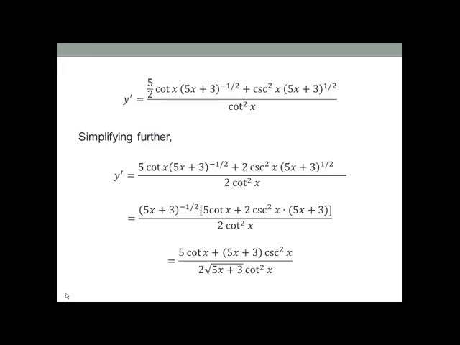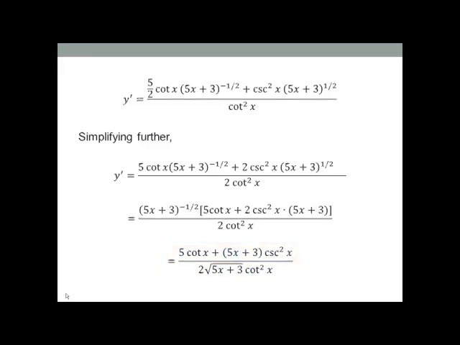But recall that the 1/2 power is the same as square root. So 5x plus 3 to the negative 1/2 in the numerator becomes 5x plus 3 to the positive 1/2 in the denominator, or that's the same as the square root of 5x plus 3. So my final answer for the derivative is 5 cotangent of x plus the quantity 5x plus 3 times the cosecant squared of x, all divided by 2 times the square root of 5x plus 3 times the cotangent squared of x.